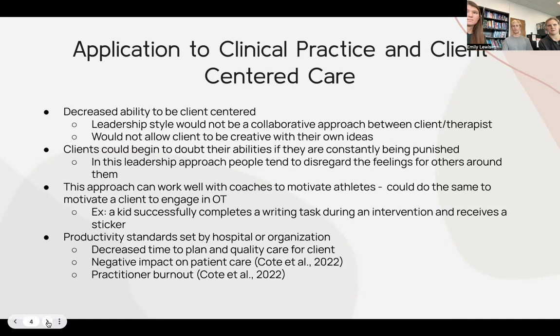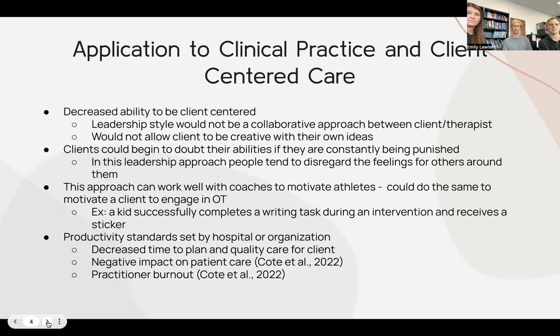of occupational therapy. With transactional leadership, using a lot of negative reinforcement, clients may begin to doubt their abilities. If a client is already doubting themselves after an injury, illness, or traumatic event, punishing them with negative reinforcement could be detrimental to their road to recovery.